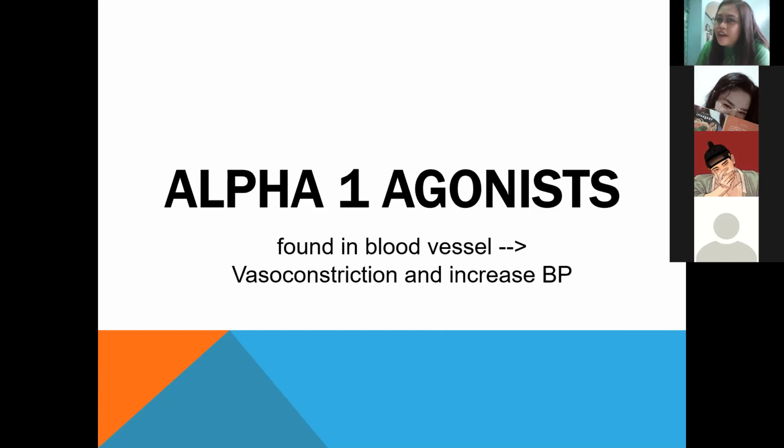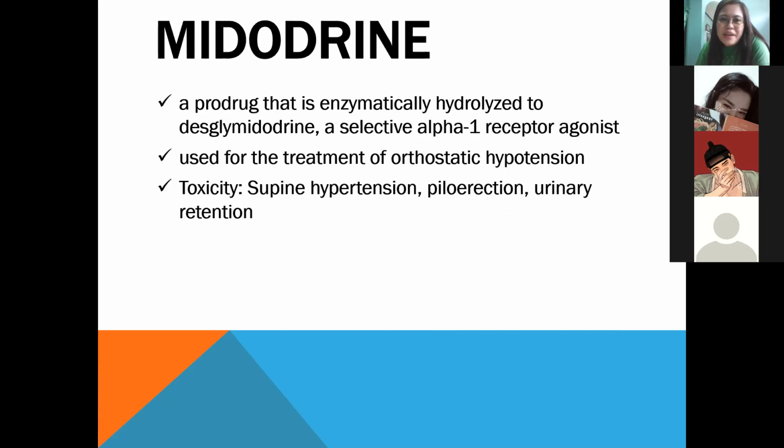So remember, alpha 1 receptor, ang major location niya is on the blood vessel and it can cause vasoconstriction leading to the increase in blood pressure. So we have the first drug, we call it midodrine. This is not a common drug in the market. I haven't seen midodrine ever since. Though this is a prodrug, it will be converted into desglymidodrine in the body. It's a selective alpha-1 receptor agonist.